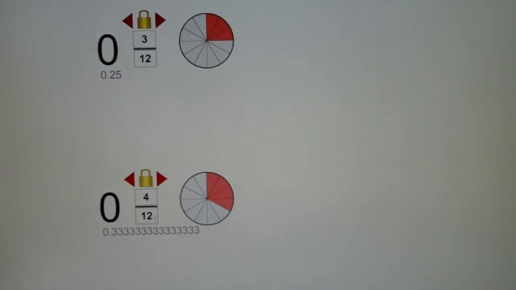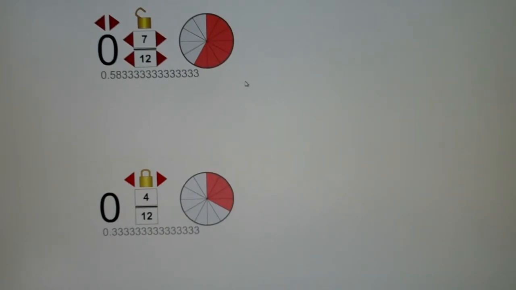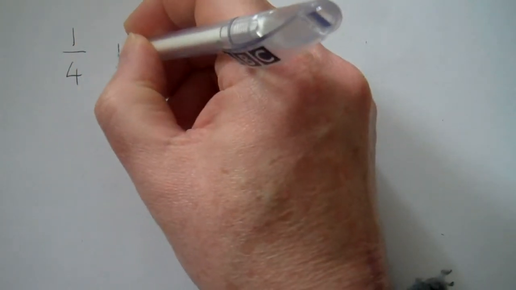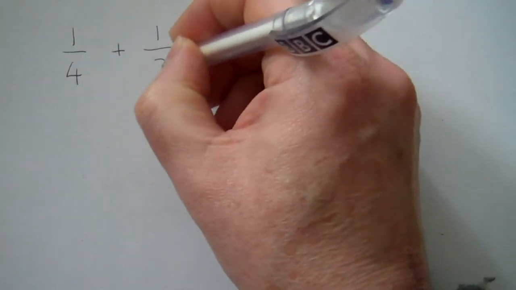A quarter is the same as 3/12, and a third is the same as 4/12. Once we've done that, we can simply add 4 onto 3. Unlock it and do that. 1, 2, 3, 4, and we can see that the answer is 7/12. So a quarter plus a third is 7/12. Well, I'll do it on paper because you won't normally have a computer program in front of you. So let's see what it looks like on paper. So the question was, what is a quarter plus a third?